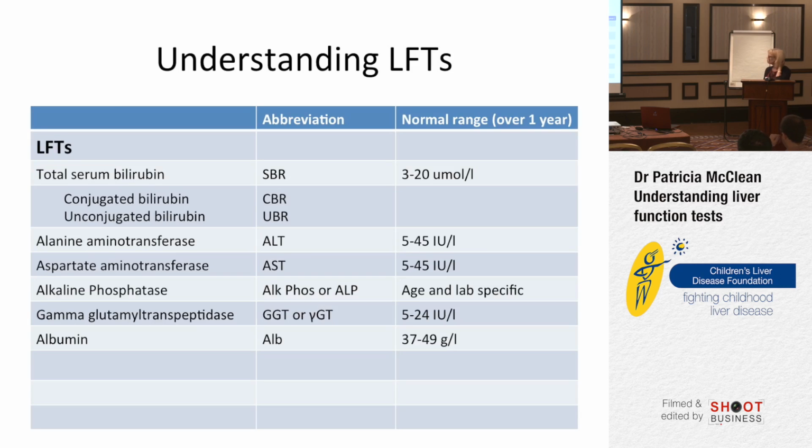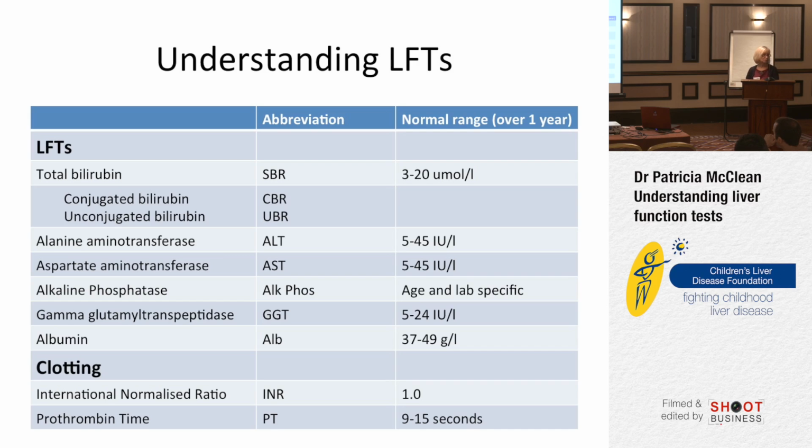Okay, so these are what we call liver function tests, and probably the names are now familiar to most of you. We talk about the bilirubin level, and we talk about conjugated bilirubin and unconjugated bilirubin, and I'll go into that in a bit more detail in a minute. We talk about ALT and AST. I'll not even start pronouncing all these names. And we talk about alk-phos, gamma-GT, and albumin.